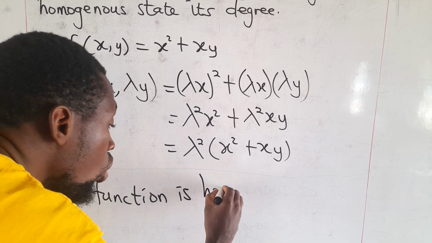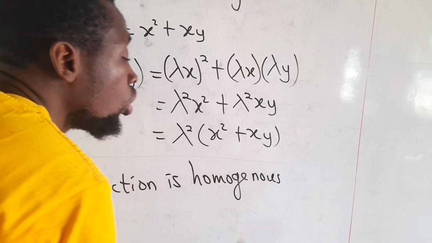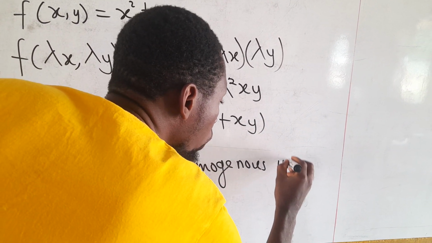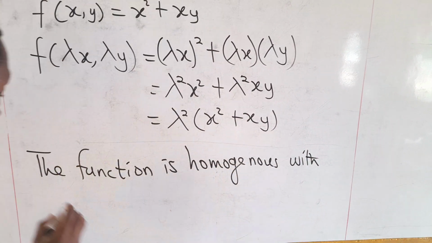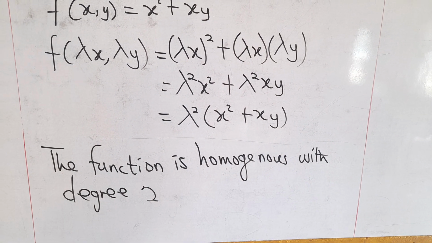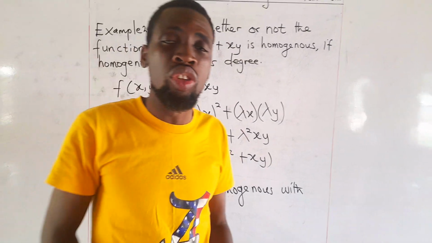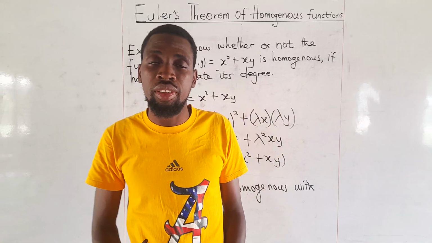The degree is 2. Therefore, we say that the function is homogeneous, with, you can say, degree 2. I hope you get that. This is very simple. We'll solve more examples on this so that you'll be well cooked in it.